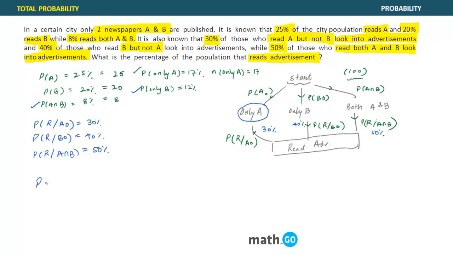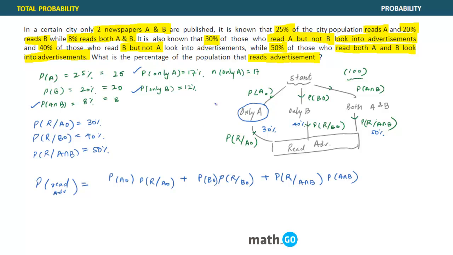So you need to find the probability that they read advertisements. How you are going to write this in the exam is something like this: probability AO into the probability that they read the advertisement when they are reading only A, plus similarly for B, and the probability that they read the advertisement when A intersection B is there into probability A intersection B. This is what is actually called the total probability concept, and you now know each and every value. Just put the values. Probability AO is nothing but 17%.